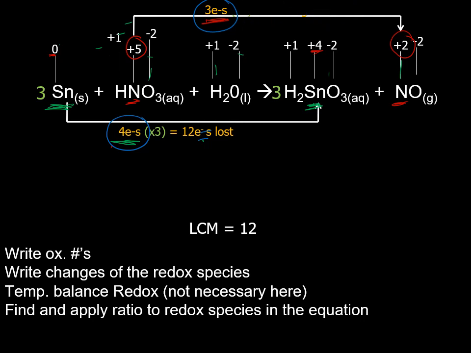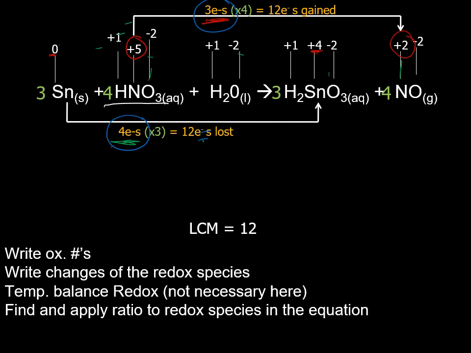And let's do the same thing for our reduction. We're going to be multiplying that by 4 so that we have 12 electrons gained. The 4 is going to go in front of the species that is being reduced. And yes, it is the nitrogen that is actually changing its oxidation number. We're putting the coefficient in front of the entire species that contains the nitrogen, and we're doing that on both sides. So that is going to give us our redox species coefficients, and we're not going to change those.